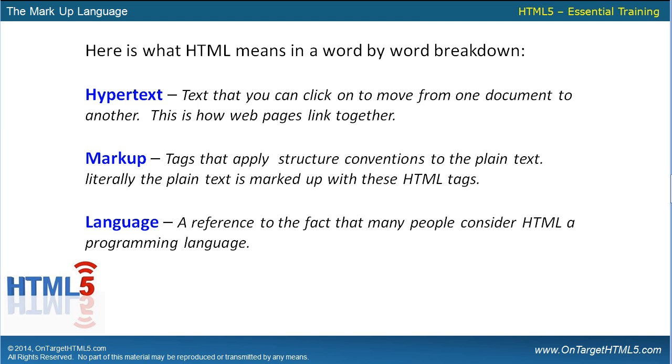Hypertext: text that you can click on to move from one document to another. This is how web pages link together. So hypertext allows you to move from one web page to another web page. Markup: tags that apply structure conventions to the plain text that we're using in that web page. Literally, the plain text is marked up with these HTML5 tags.